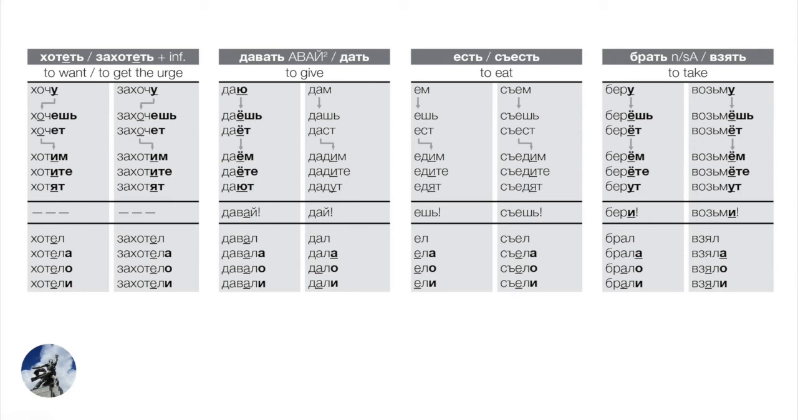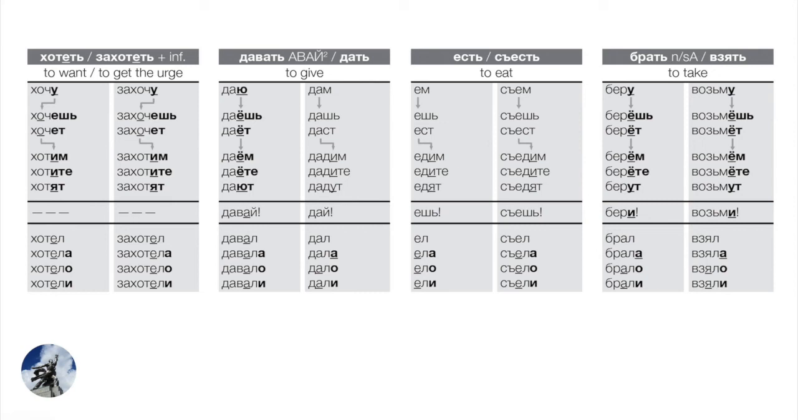Okay, but now compare those forms to the perfective, right? We're simply adding za, but everything else is the same. Захочу, захочешь, захочет, захотим, захотите, захотят. Okay, and that means perfective, something like not an ongoing urge to do something, but a sudden getting of an urge, right? Think about wanting something in sort of a perfective sense.